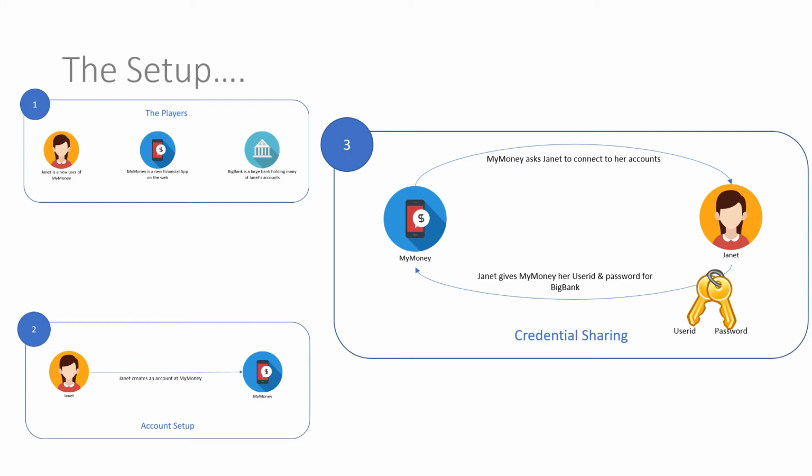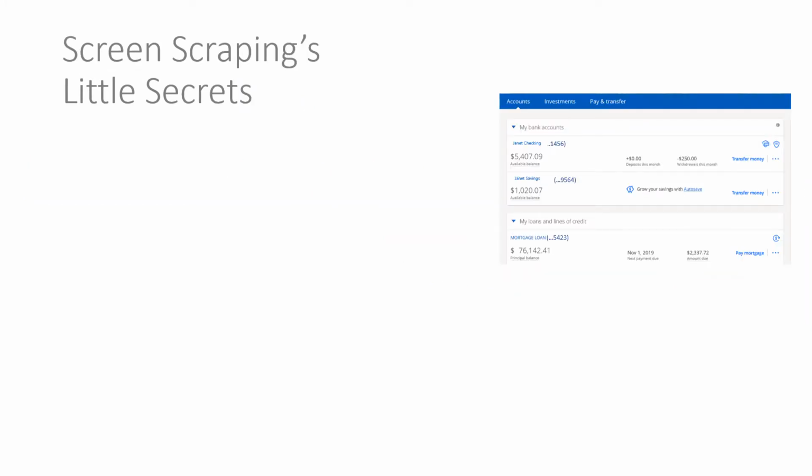And so, who's your bank? Janet will say, oh, I have Big Bank. And then, great, we know Big Bank. Give us a user ID and password to Big Bank, and we'll go do our magic. Janet then enters her user ID and password and gives it to My Money. Now starts the whole screen scraping process, and let's take a look at it. Ready? Screen scraping's little secrets.